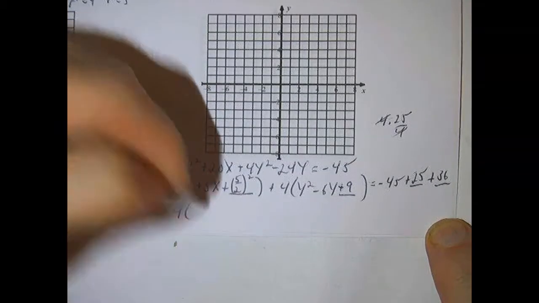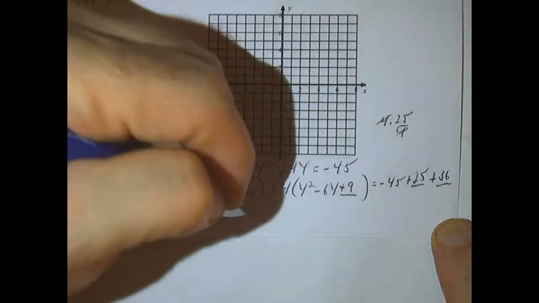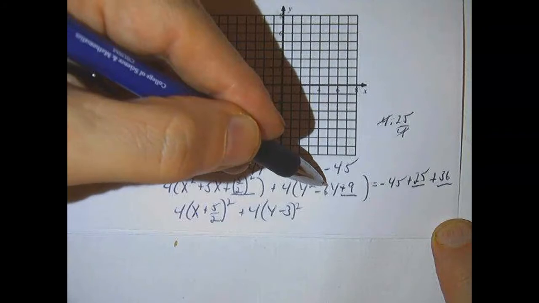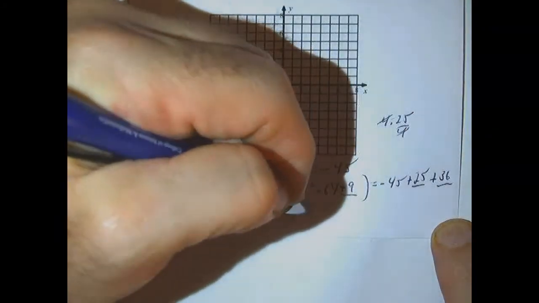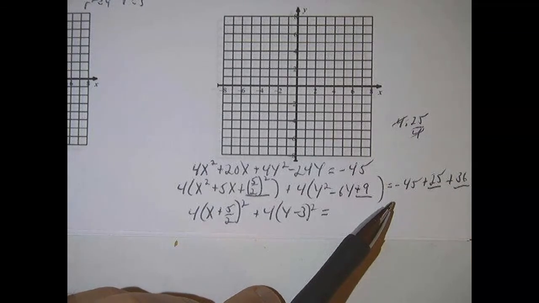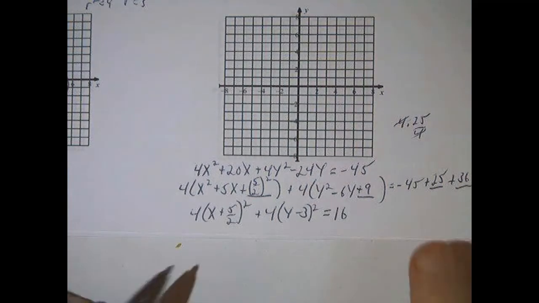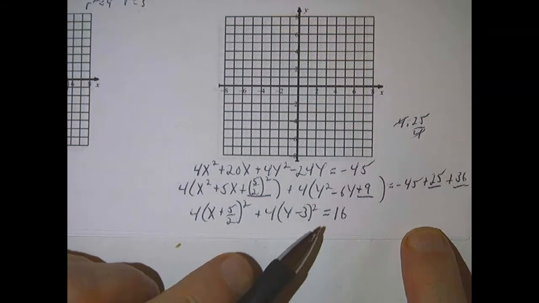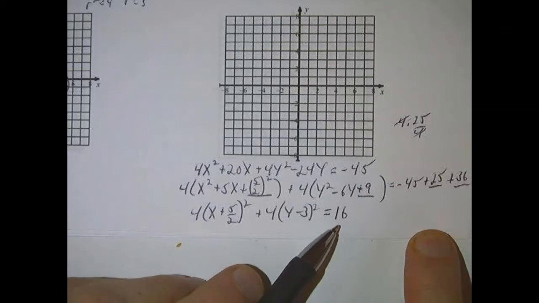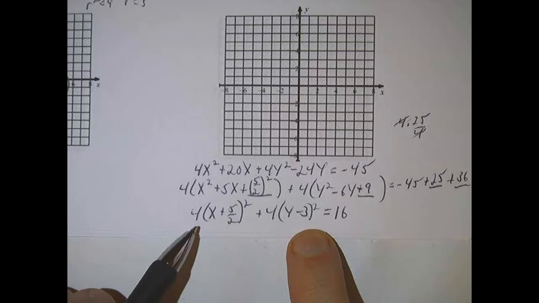So we have 4 times (x plus 5 over 2) squared plus 4 times (y minus 3) squared. Remember, it's half of this. And then that equals, if we add all these numbers together, 16. And then the last step would be to divide everything by 4. So we want to get rid of these with a circle. With an ellipse, we go the other direction. We make this into a 1 because we have to look at those denominators. But for circles, we don't want that. So we divide everything by 4.